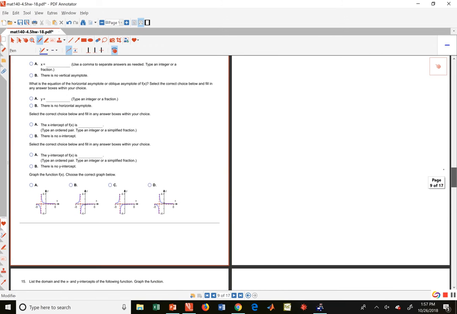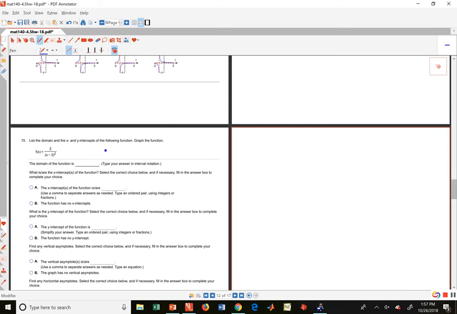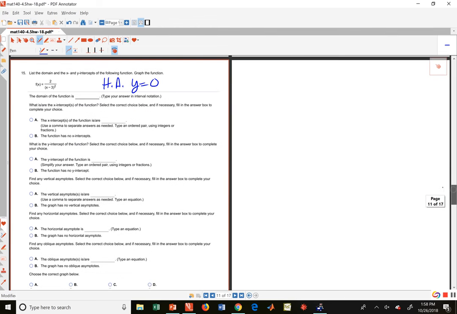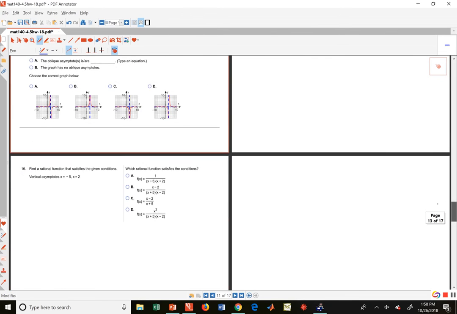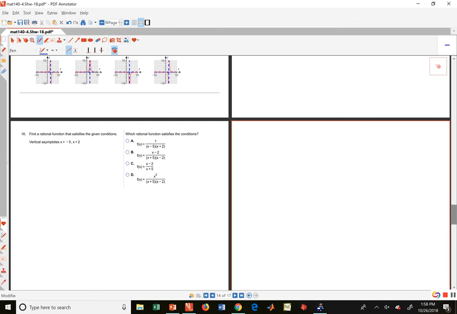And then here's another one, horizontal asymptote, y equals 0. What I'm seeing here is the degree in the top is smaller than the degree in the bottom. So you just immediately go to y equals 0. When they're equal, it's the ratio. When it's 1 greater, then we're talking about oblique.